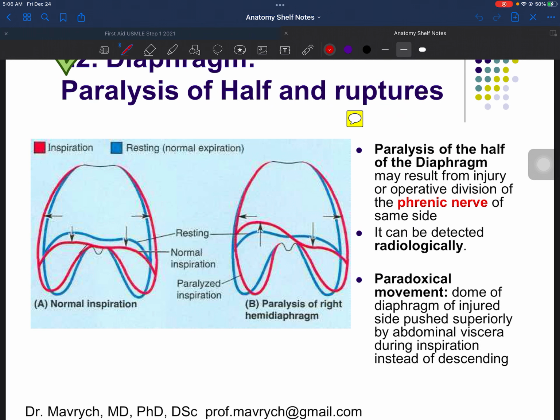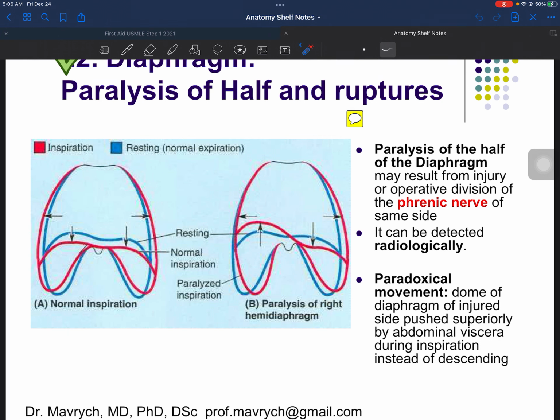Here, if we see, this is the normal diaphragm. The normal diaphragm is going to be right here. This is in the front, and this is in the back. That is how it's going to look around. And this is the lung and the thoracic cavity. During resting, the diaphragm is going to be right here. That is the blue one.